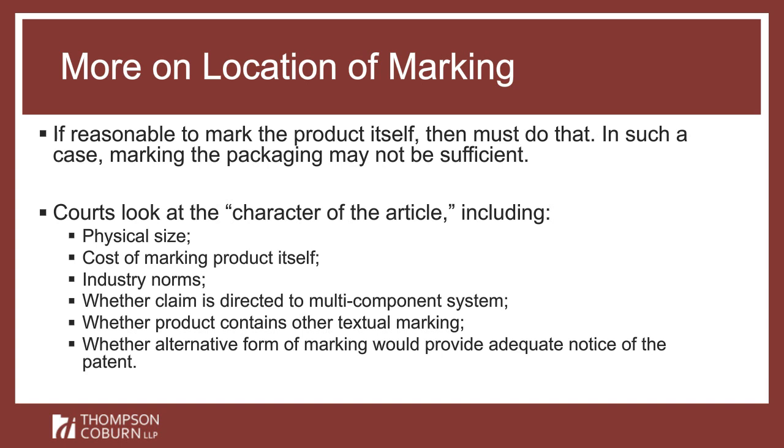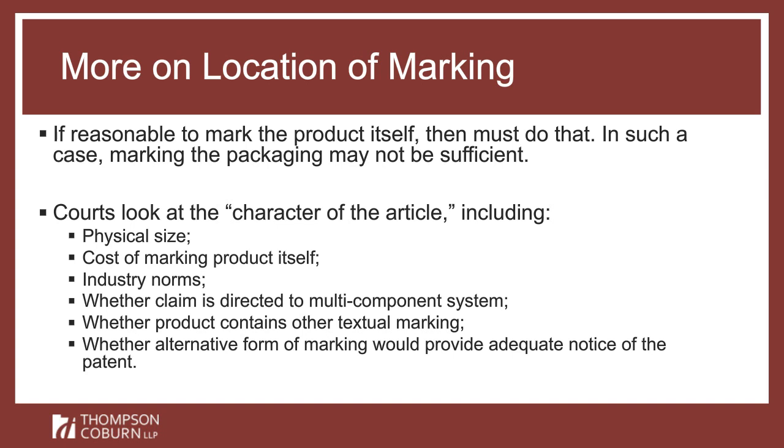Courts will look at the physical size of the product. Obviously, if it's an extremely tiny product where, if you would actually mark text on the product, maybe nobody could even see it, in that case it doesn't really make sense to mark the physical product. Courts will look at the cost of marking the product. They'll look at industry norms, and whether the claim covers a single product or really a combination of multiple products. Courts will look at whether the product already has textual marking. If you already have the name of your company and some other text on the product, well, it was probably reasonable to also add patent marking on it. And then courts will finally look at whether alternative forms of marking would provide adequate notice of the patent under the circumstances.